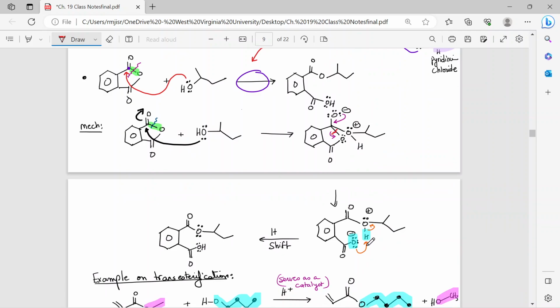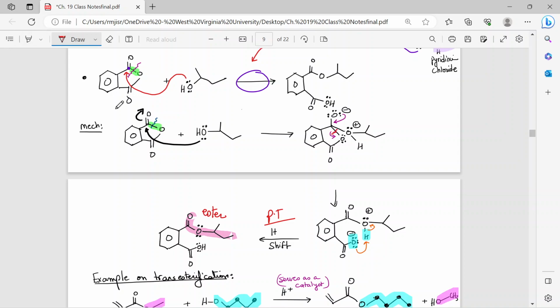Then you're going to end up having a hydrogen shift or a proton transfer so that you will form a neutral product. This is what you need, a neutral product. So notice here when I broke this bond, I added the alcohol to this carbonyl to make the ester. So the ester is made on this carbonyl over here. This is going to be the ester part in there.